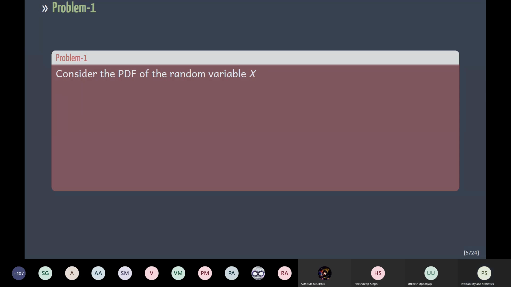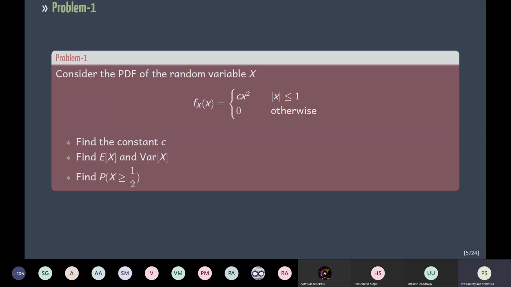So consider the PDF of a random variable x, and this is the PDF. The question is: find the constant c, find the expectation of x, the variance of x, and the probability that x is greater than or equal to 2. These are solved examples that I will go through just for quick practice.